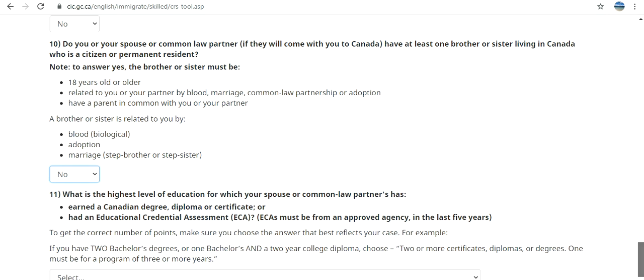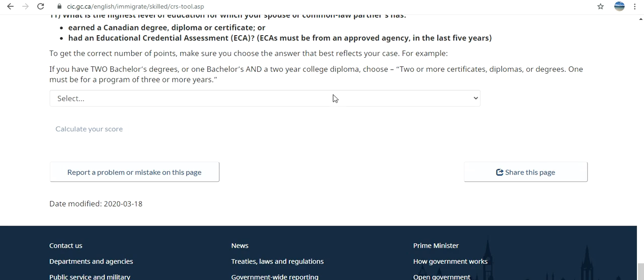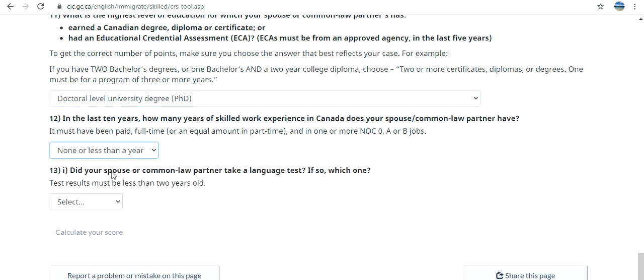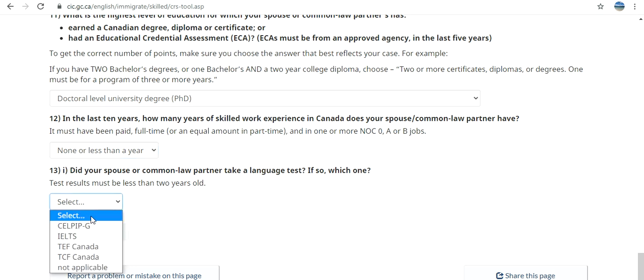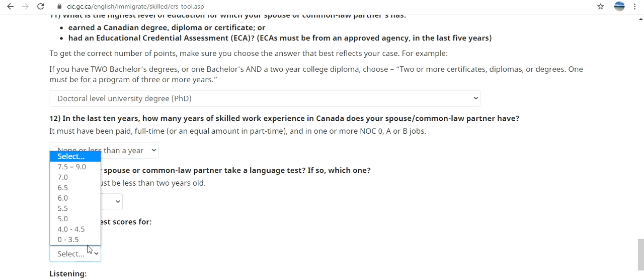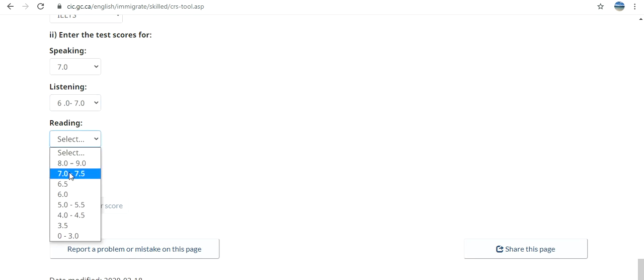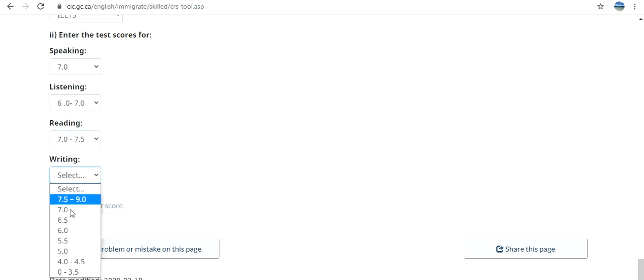What is the highest level of education your spouse or common law partner has? PhD. In the last 10 years, how many years of skilled experience in Canada does she have? None. She has never taken a language test. Let's say she has also got 7. Not a very common scenario, but it does happen. Calculate your score.